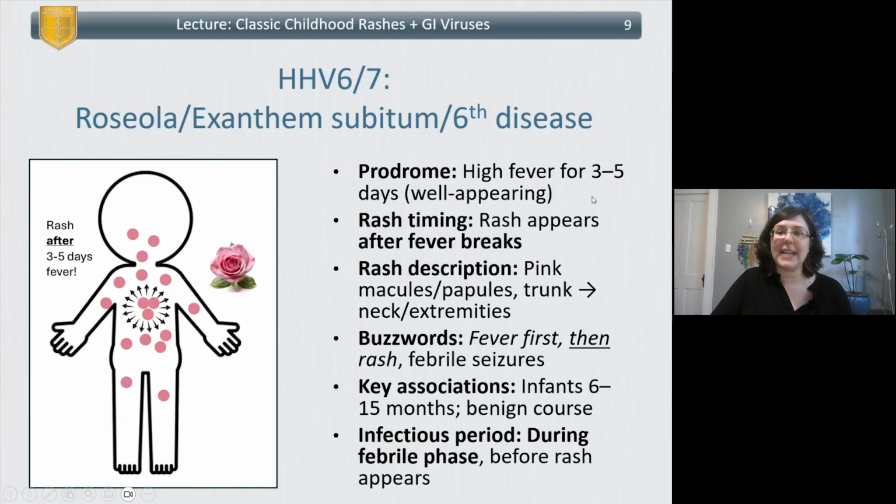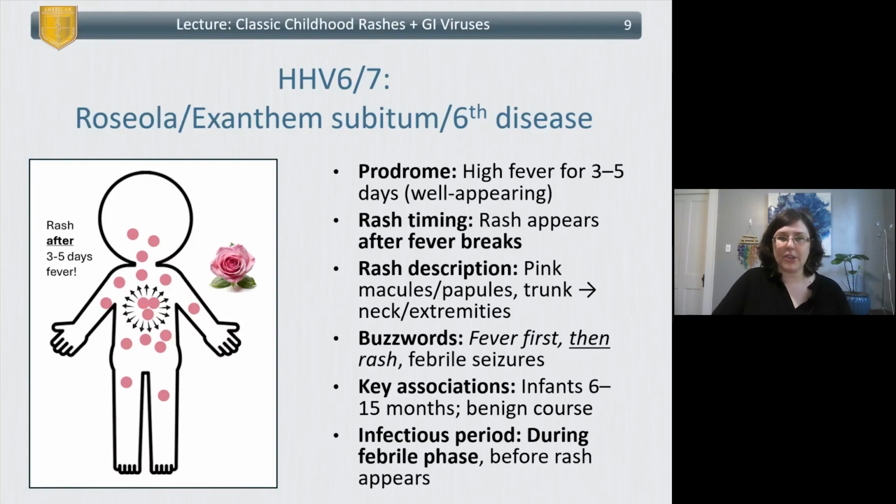The prodrome is a high fever, very high fever usually, for 3 to 5 days. And other than this high fever, the kids are actually pretty well appearing. They might be running around happy, maybe just during the fever kind of puny, but in between doing pretty okay. And then after this high fever, the rash appears. So the fever is going to break. The kid is no longer febrile, but all of a sudden they have this very impressive rash.